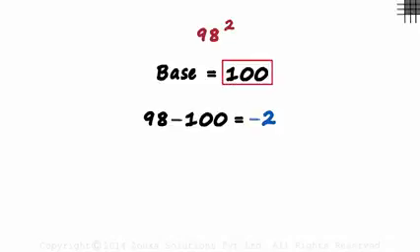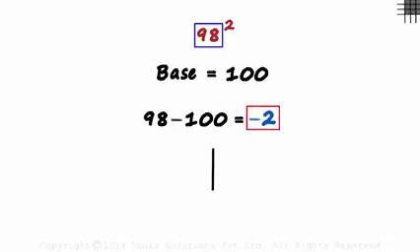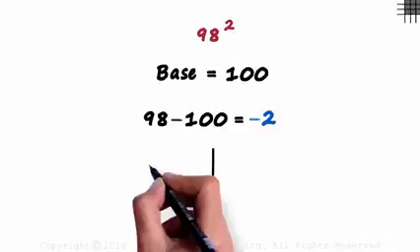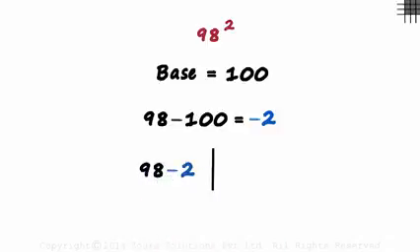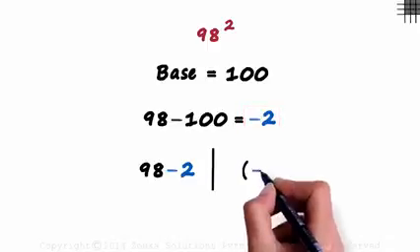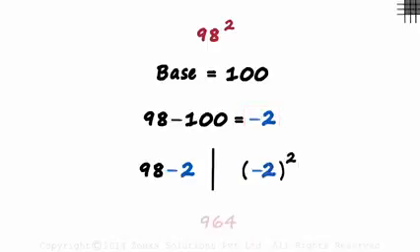We have the base, we have the difference. Now we make the partition. On the left, we have the sum of the number and the difference. 98 plus minus 2 can be written as 98 minus 2. And on the right, we have the square of the difference. That will be minus 2 squared. Will the answer be 964?